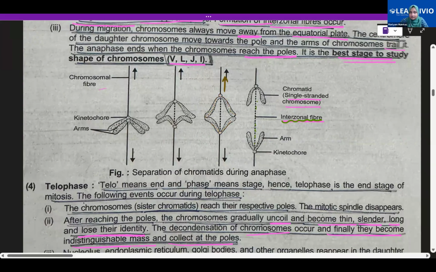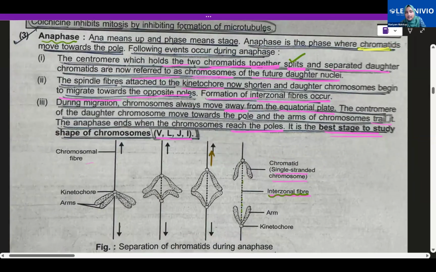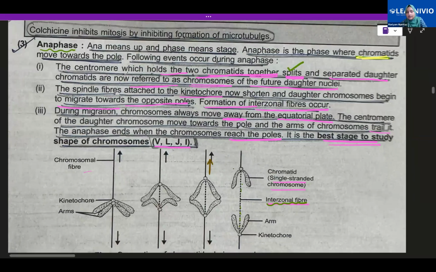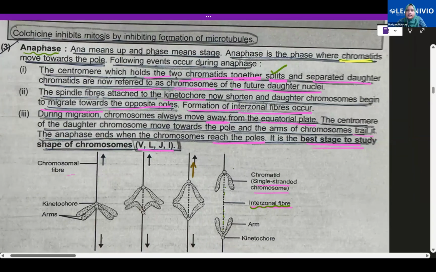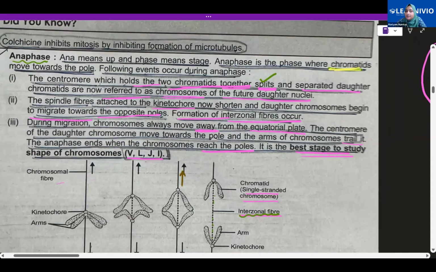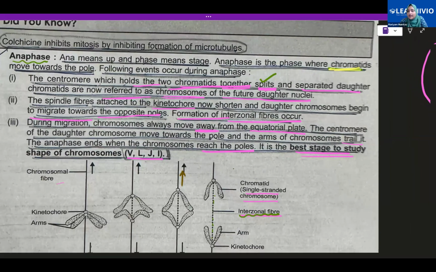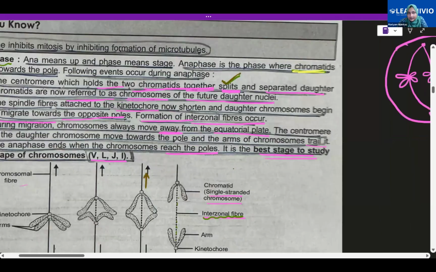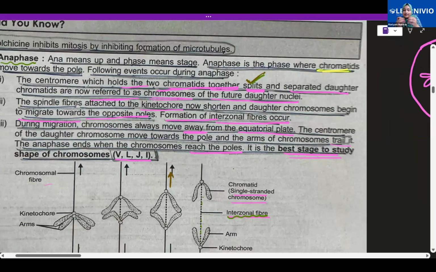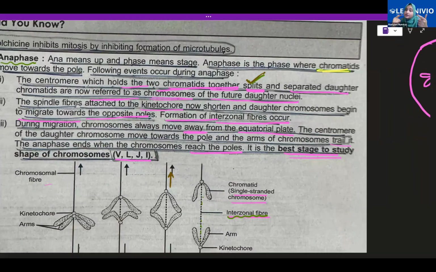So the shape of the chromosome can be best studied in the anaphase stage of the cell cycle or the mitosis. So let's see what happens. Ana means up, phase means stage. The centromere, which holds the two chromatids together, splits up. Now they get separated, and these slowly moving separated chromatids are going to be the chromosomes of the future daughter cells or the daughter nuclei.